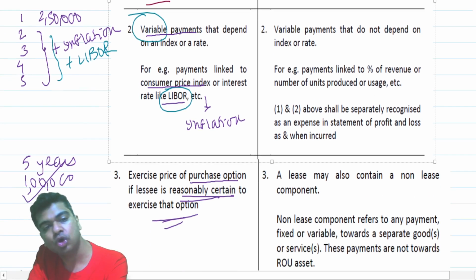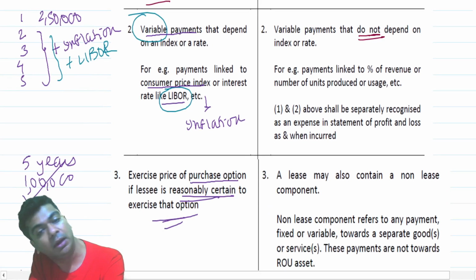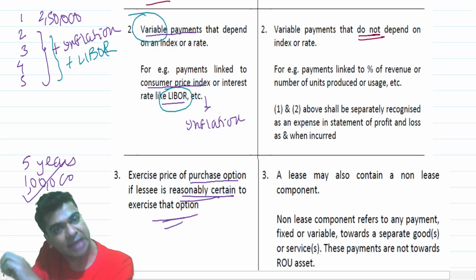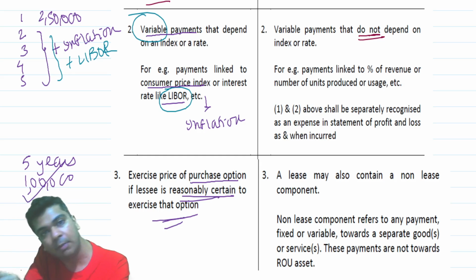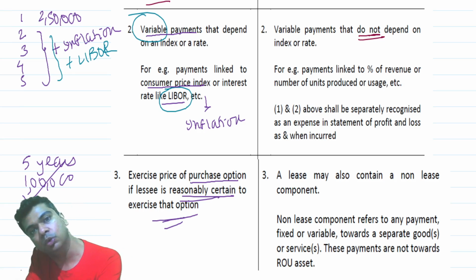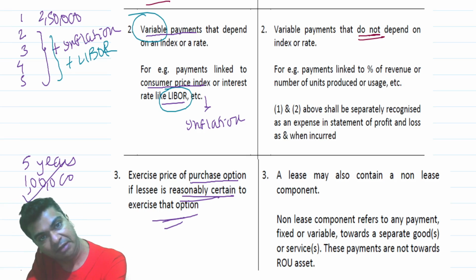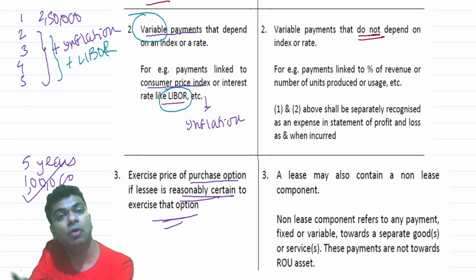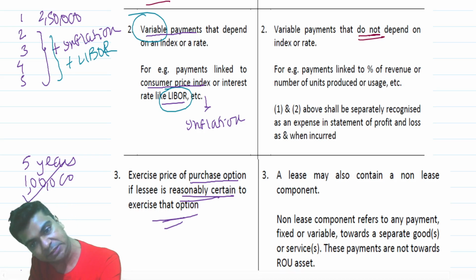Variable payments are also going to be excluded. What kind of variable payments? Variable payments that do not depend on an index or rate. For example, the lease agreement suggests that every year, whatever is the amount of sales, a certain percentage of that sales is payable to the lessor. Now, sales will fluctuate every year. So this payment will also fluctuate every year. So it's a variable payment, but this variable payment will not be a part of the lease payments.